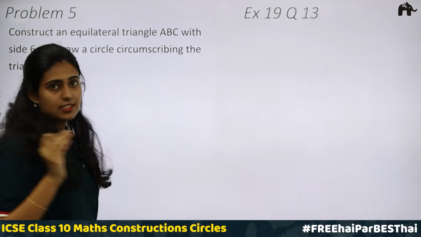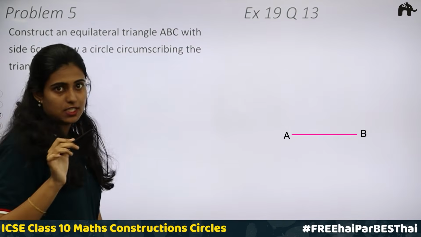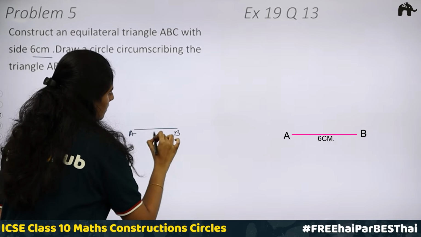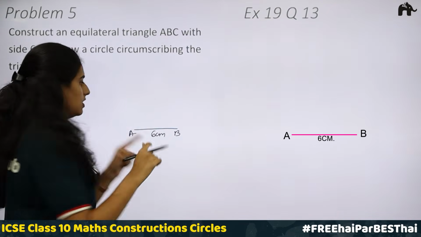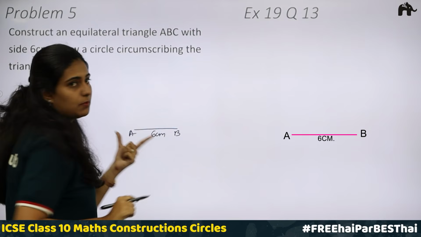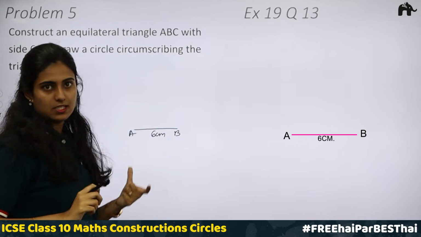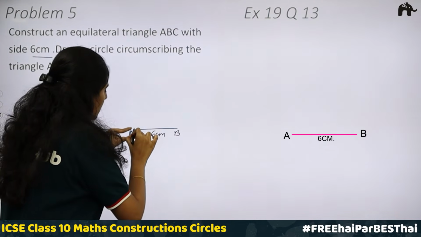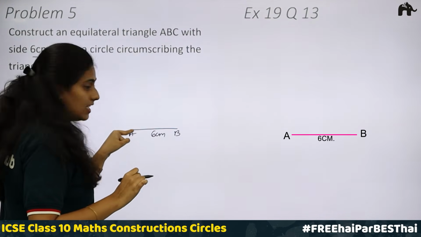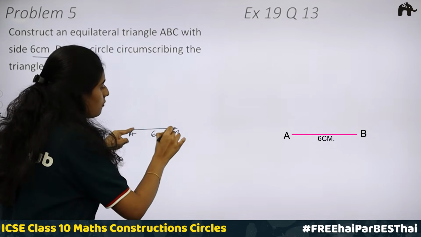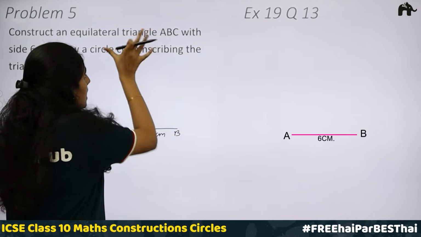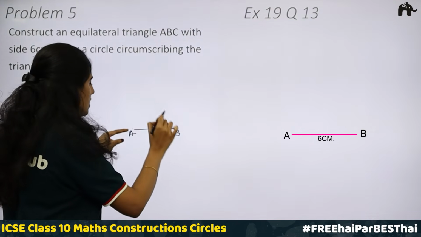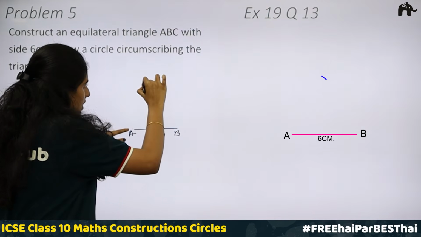We need to construct an equilateral triangle whose side is 6 cm. We will take 6 cm as AB. Just using the scale and a pencil, you will draw a line segment AB which is of length 6 centimeter. Now, take the compass and pencil, keeping A as center. We are going to draw an arc of measure 6 centimeter. We are going to construct the equilateral triangle. Taking this measurement, that is 6 centimeter, you are going to draw an arc.